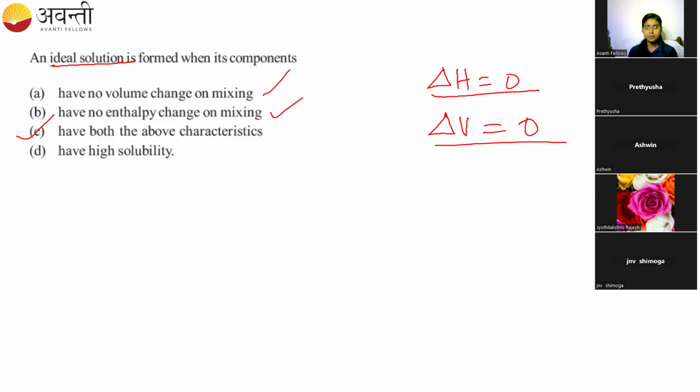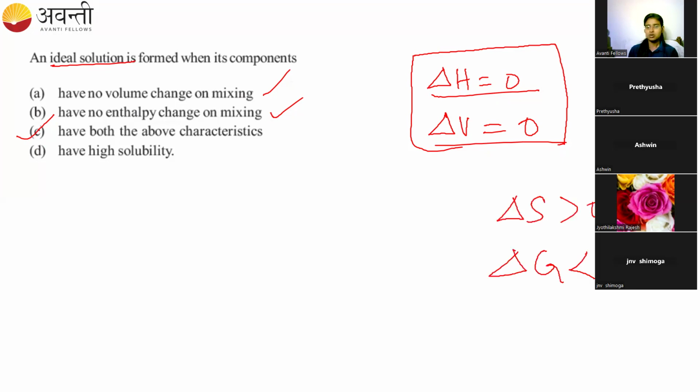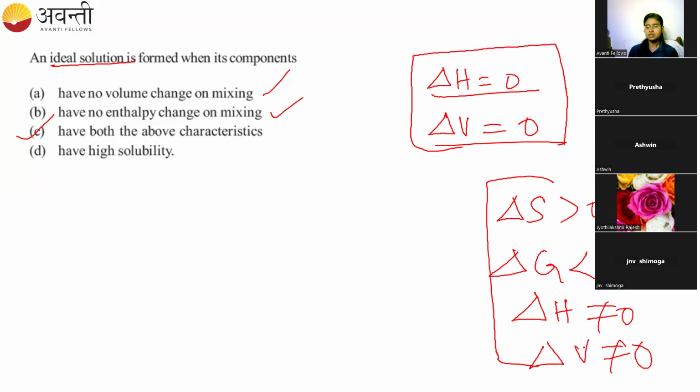Clear? Any doubt? Is this okay? So this is the condition which you have to keep in mind for ideal. And for non-ideal, everything will be not equal to 0. So these two will be not equal to 0. Delta S is greater than 0 and delta G will be less than 0. So delta G is not equal to 0, delta H is not equal to 0, delta V is also not equal to 0. So this is for non-ideal. This is for ideal. Okay.